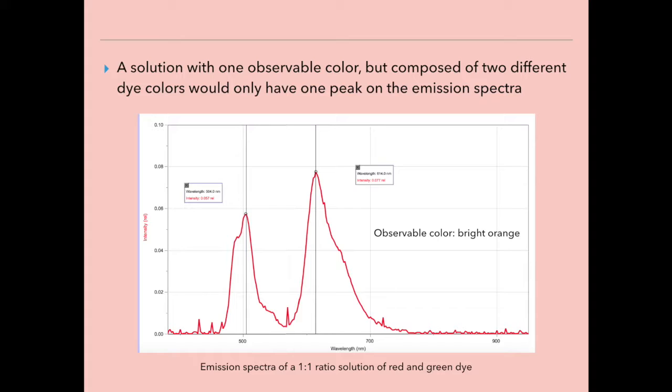This is the emission spectroscopy of a solution that looks bright orange to the human eye, but is actually a mix of red and green dye. Instead of only having one peak that should go from 600 to 640 nanometers representing the orange, it has two, so this can't be true.